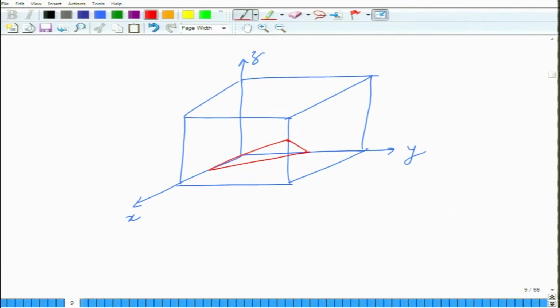Is it a legitimate plane? Is a legitimate plane, yes or no? You have an intercept along x, an intercept along y, and an intercept along z. So, how do you choose the origin now? The trick here is, let us say, this is at half, this is at half.